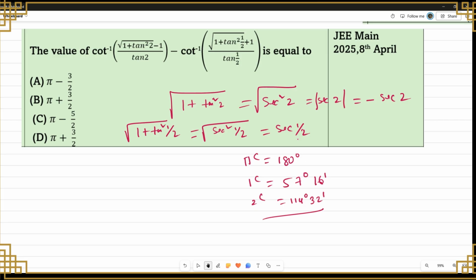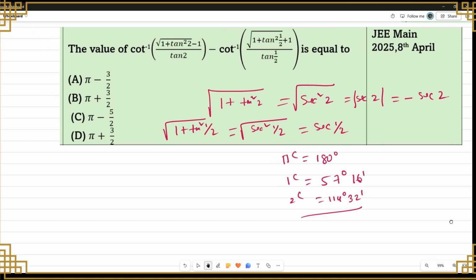Sec half. Check once. Is it possible to write sec half? Yes, possible, because half means half radian here. 28 point something degree. Very much possible. But this will remain sec half only, because this is an acute angle. So now let us solve the problem here.